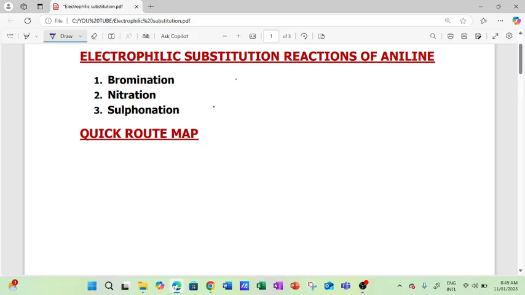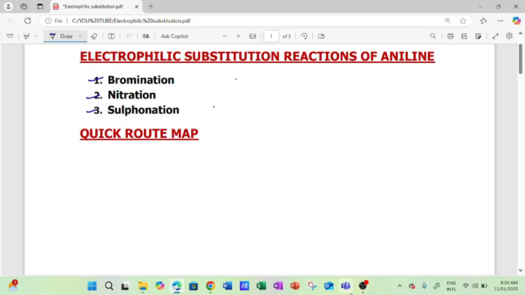And this is the 6th chemical property of amines, which is only for aromatic amines, called electrophilic substitution reactions. There are mainly three electrophilic substitution reactions in aniline, which are bromination, which comes under halogenation, nitration, and sulfonation. There is one more actually, which is the Friedel-Crafts reaction. I'll tell you why it is not under this at the end of the video. So we'll start with the bromination.